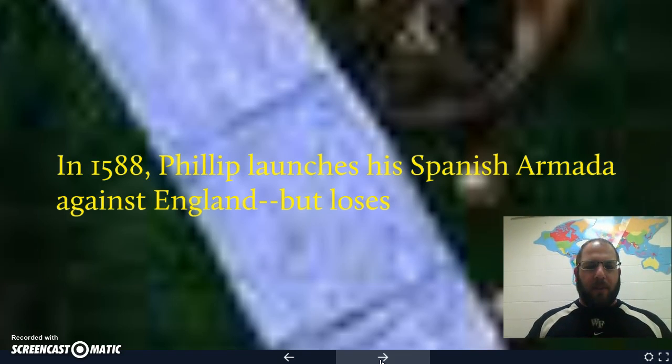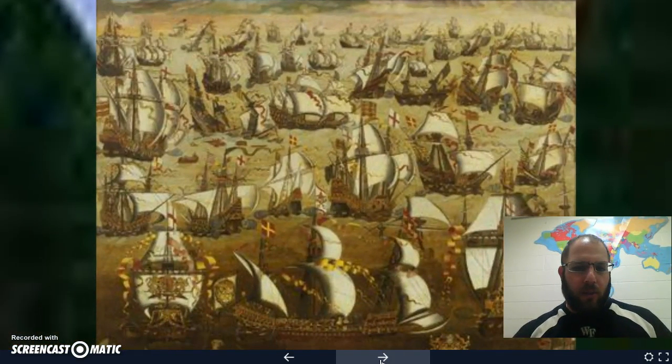And when that happens, Spain starts to take a back seat, and England starts to rise up, and that's where you're going to have the beginning of the British Empire, where they're going to go into the Indian Ocean trade basin and take over. They're going to go to North America. They're going to start to spread their influence all over the world, and it all stems right from this point in history.